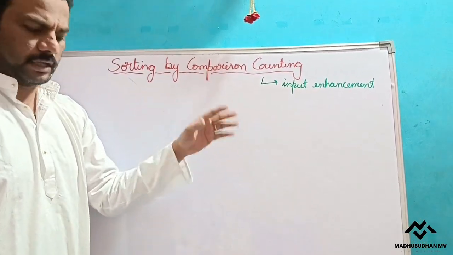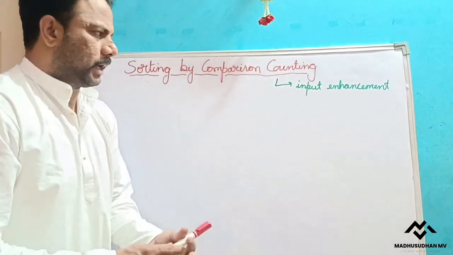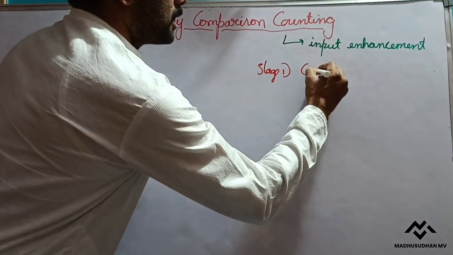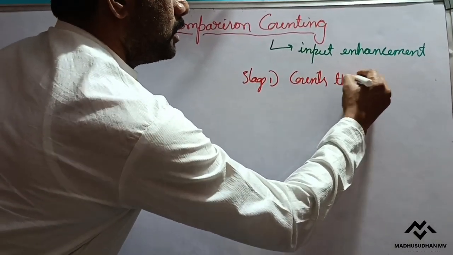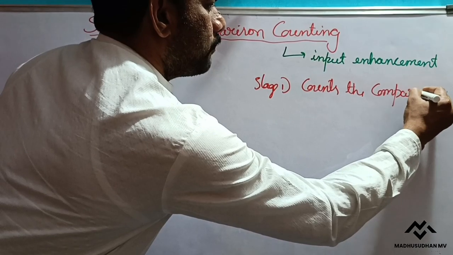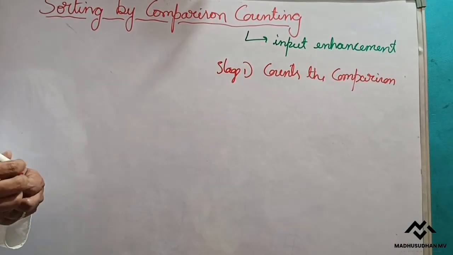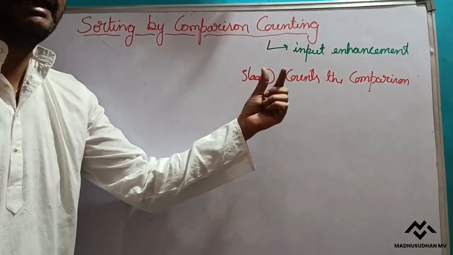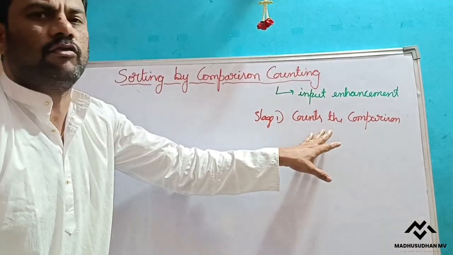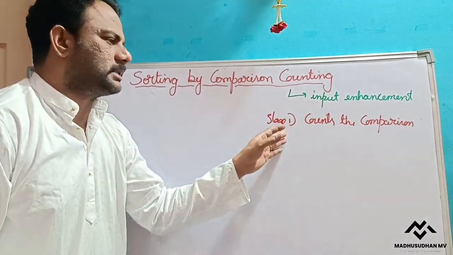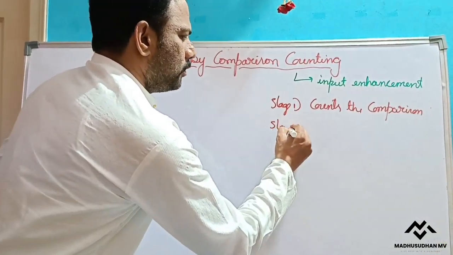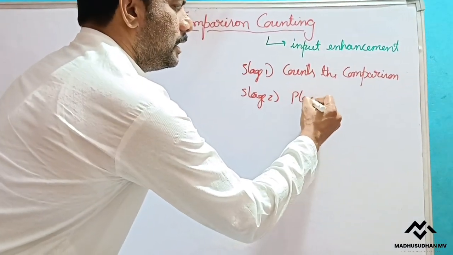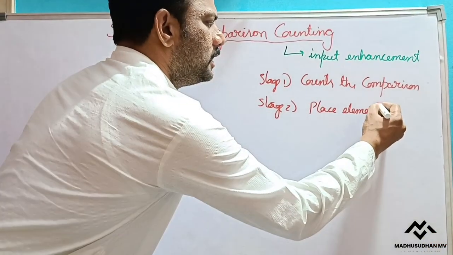This comparison counting sorting works in two stages. In the first stage, it counts the comparisons. That means for the given array to be sorted, for each element we find how many elements are lesser than that element. That count we are finding. In the second stage, we use that count to place the elements.